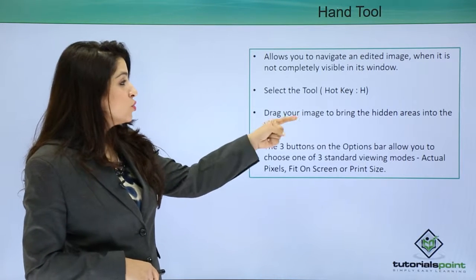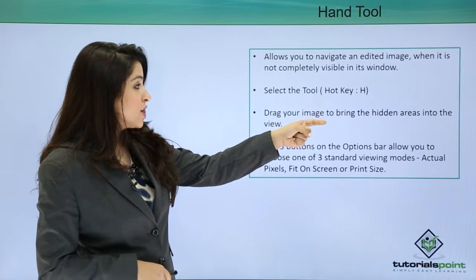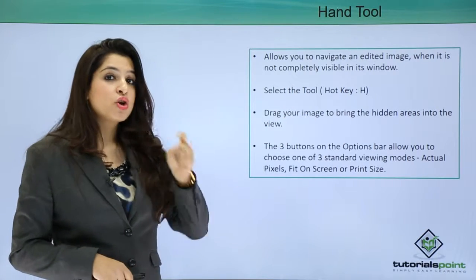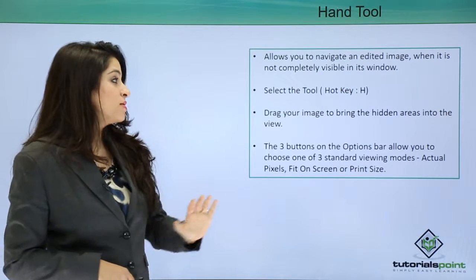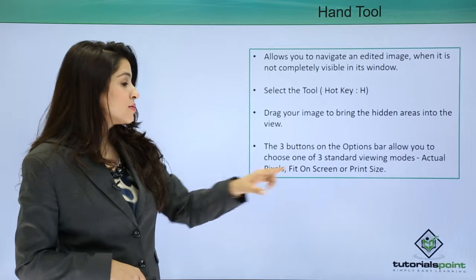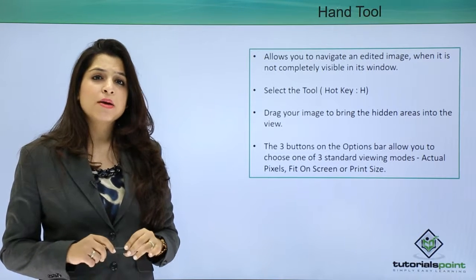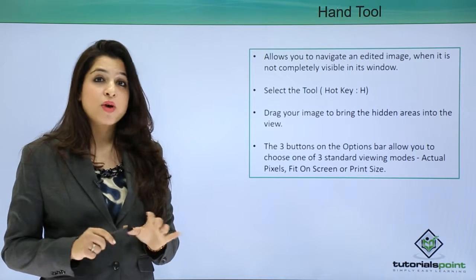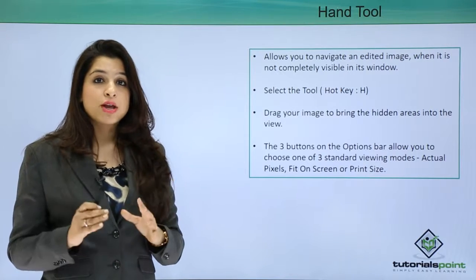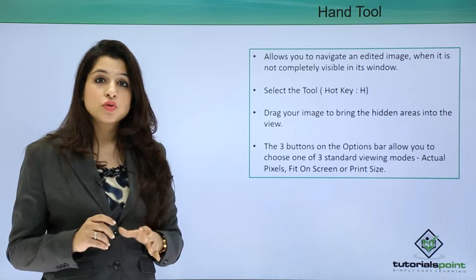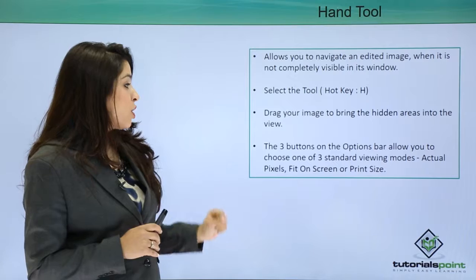You can select the tool by pressing the hotkey H, and you can drag your image with the hand on your cursor to see the hidden areas. Now this hand tool will really come in handy when you have to make your image visible according to your screen. So you have three options.